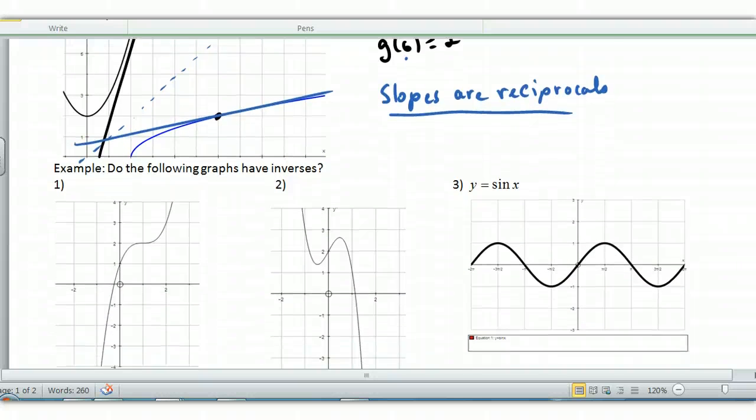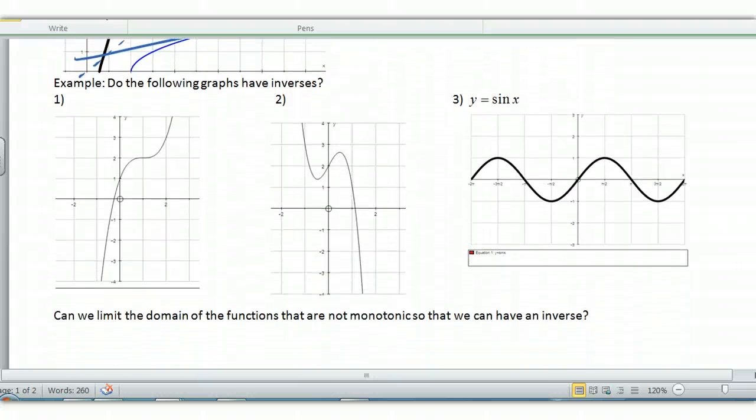Now let's look at these, and do these have inverses? This one, strictly increasing, looks like it. You might say, well, it flattens off there. Well, I still think that the point just before that is less than, and the point just after that is greater than for the y values. And so I think I still am strictly increasing. So this would be a big yes. We do have an inverse for this one. What about number 2? Yes or no?